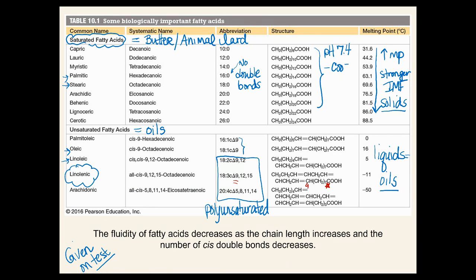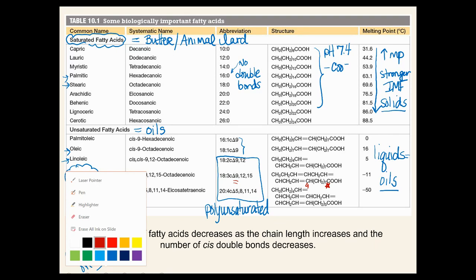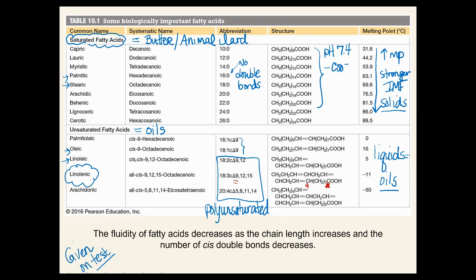But there's another thing that comes into play, and I know as nutrition majors, you've heard a lot about this, is that some of these are omega-3 fatty acids. So linolenic: 1, 2, 3. Okay, and so that is an omega-3, meaning that we are counting from the end. That is what omega means, the end.